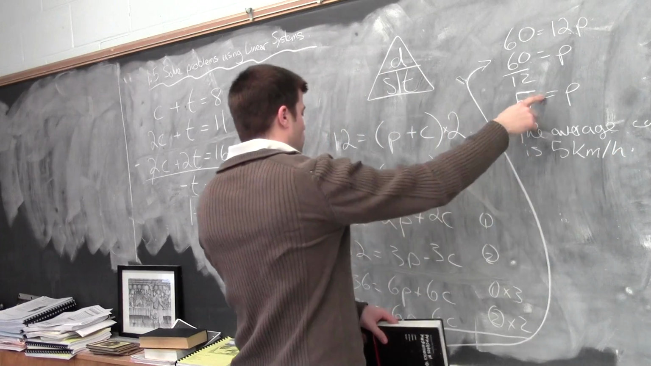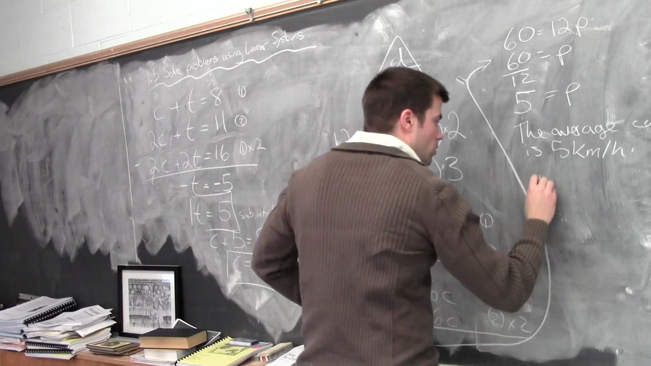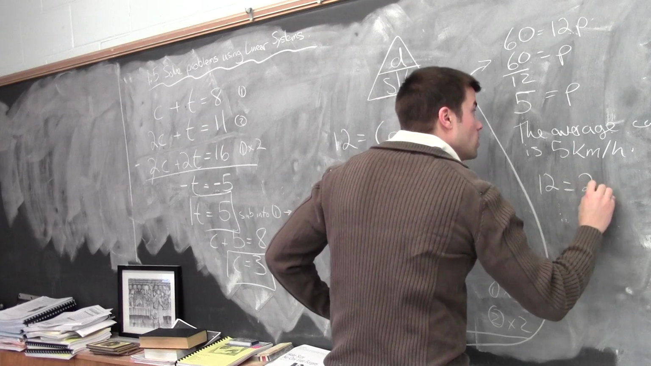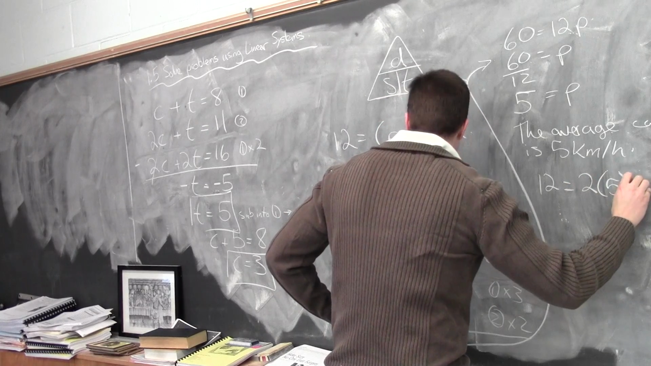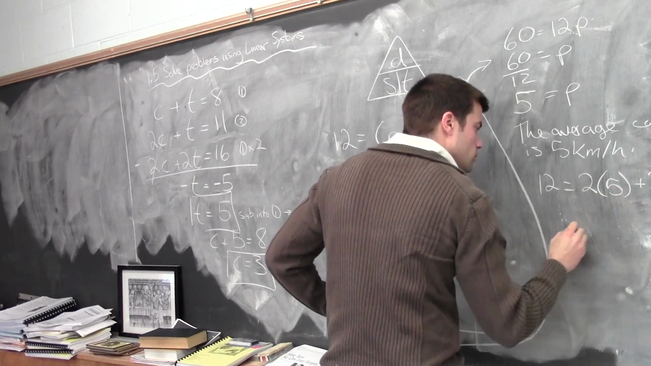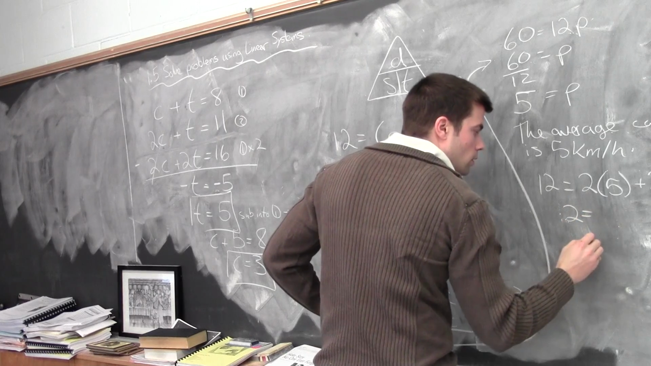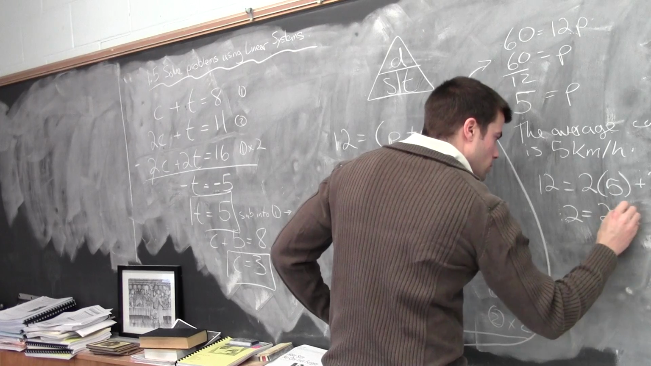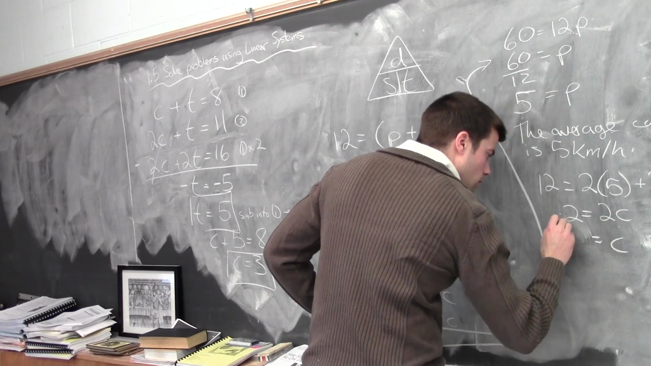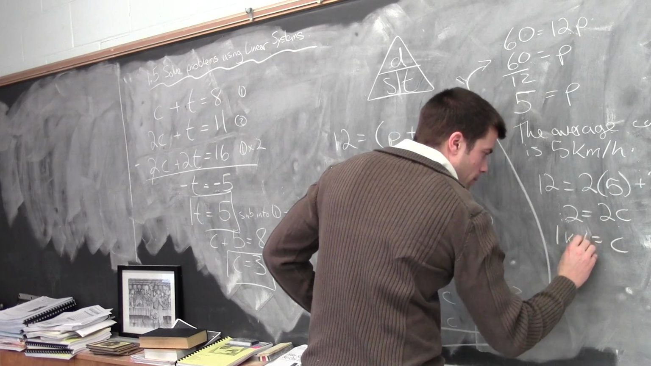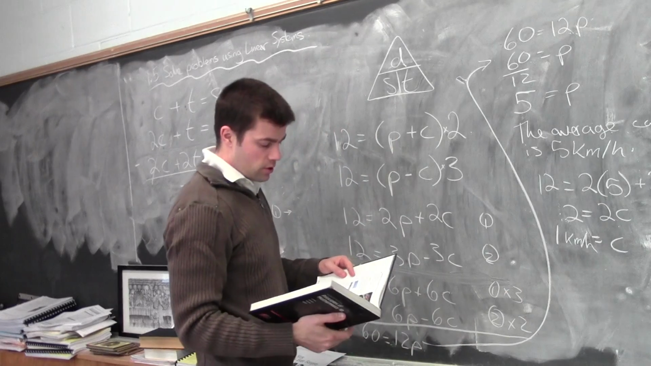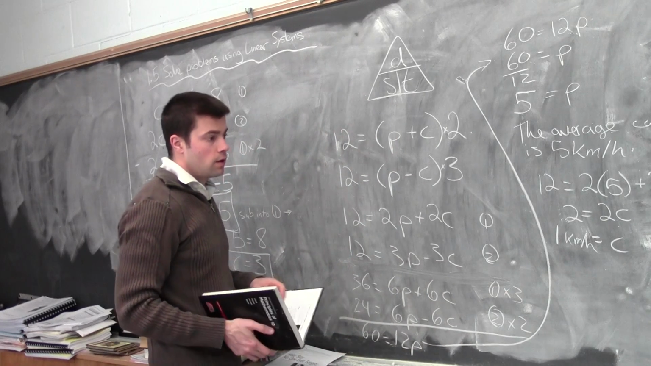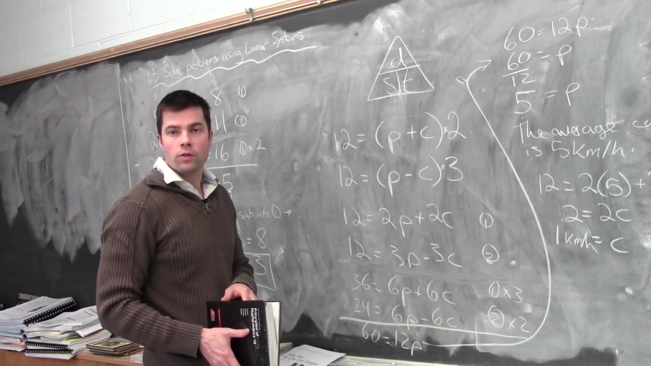Now to find the current, we would just sub that into our equation. 12 is equal to 2 times 5 plus 2c. So 12 minus 10 is 2. So the average current is 1 kilometer per hour. Any questions there?